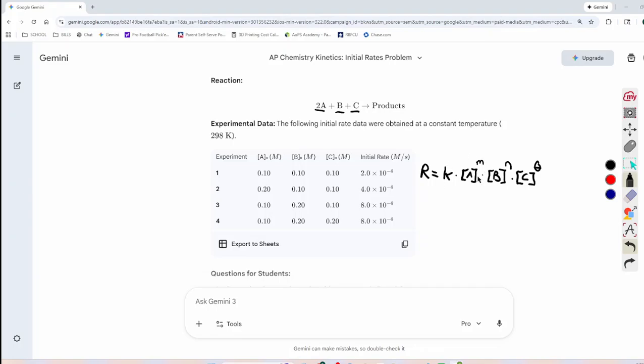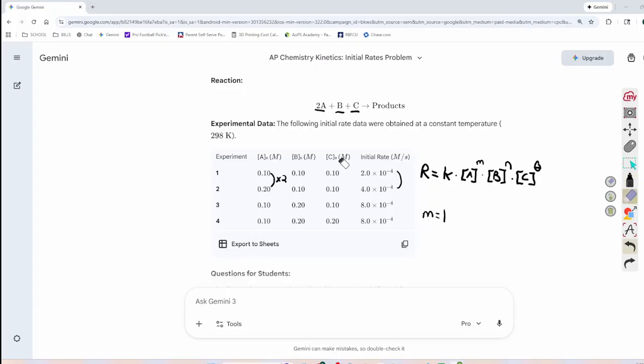And so the way that we can figure this out, let's look at A. If we want to find the order with respect to A, we look at this data here and we find two different experiments where A changes, but B and C stay the same, so we can isolate A. Like the first and second experiments here, these stay the same, so we can use this one to find the order of A. From here to here, the concentration of A doubles, and the rate doubles. So if it's the same, that means that M, the order of A, is equal to 1, right?